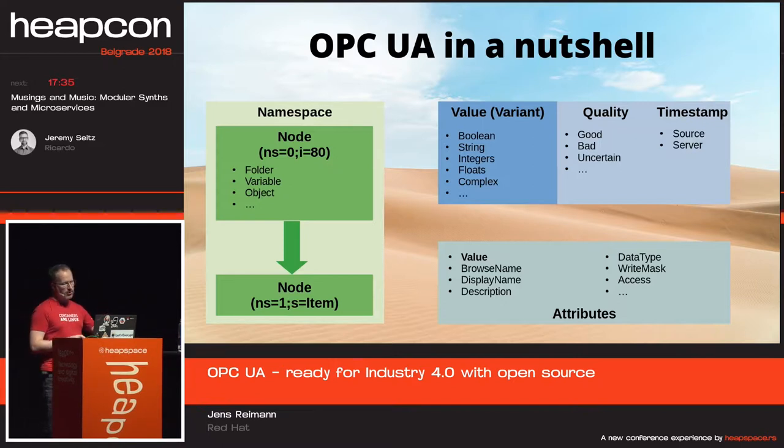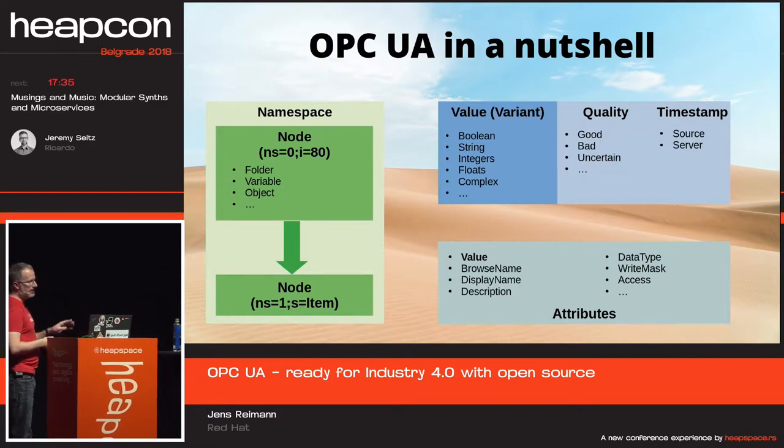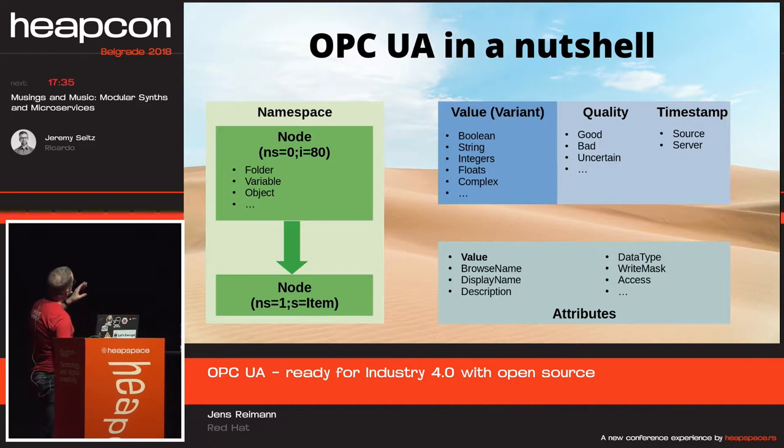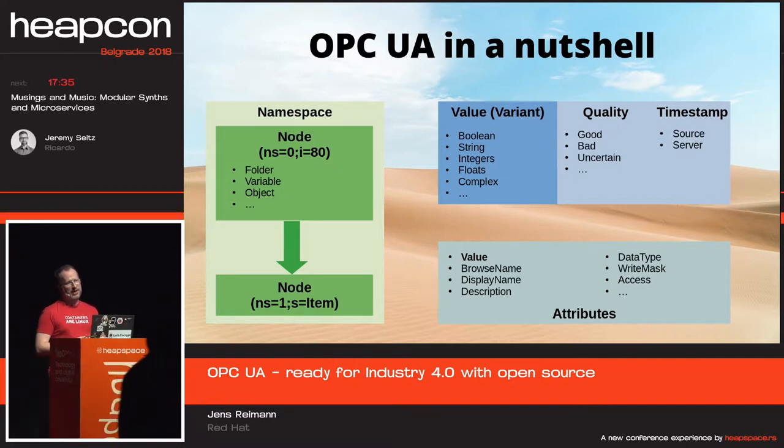Now, back to the attribute. Each node has a set of attributes, and every attribute has a value. You can see here a value, that's a variant. People who used COM from Microsoft in the past, or Visual Basic, may reference that. There you have the variant. The variant is a scalar value, but it can have different types. It can be a Boolean, a string, integer, float. For OPC UA, it can also be a more complex data structure. You can put a complete object in there.